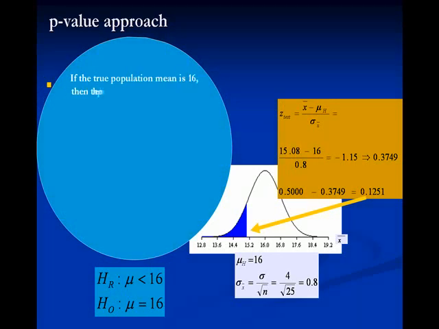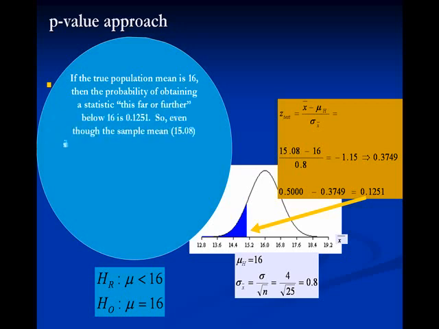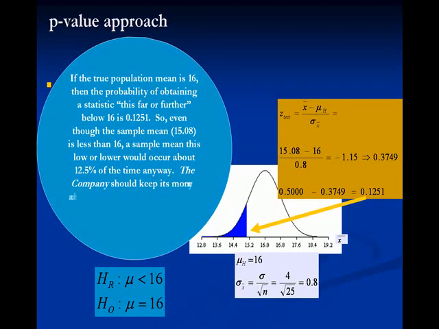So here's our interpretation of the p-value. If the true population mean is 16, that's what we have in HO, then the probability of obtaining a statistic this far or further, consistent with HR, so we're saying below 16, is 12.51%. So even though the sample mean is less than 16, we would get a sample mean that's this low or lower about 12.5% of the time. Therefore, the null hypothesis is plausible and will not be rejected. So we can't say that the population mean is less than 16. So we don't need to hire the consultant. Let's keep the money and leave our managers alone.